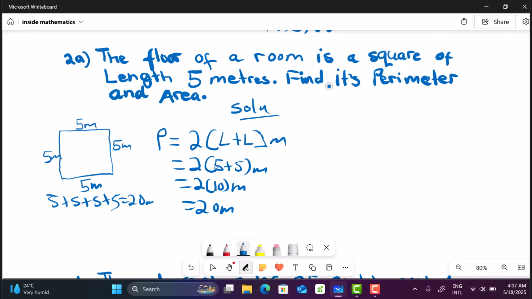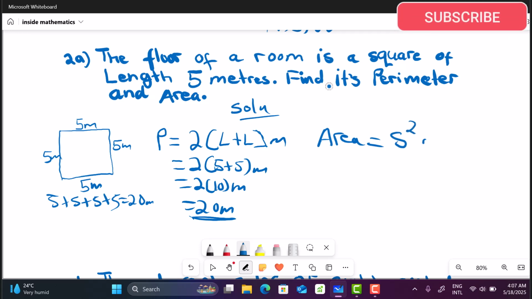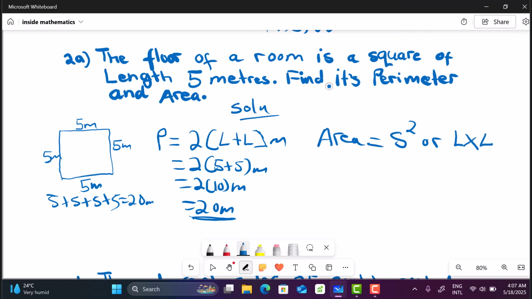Now we need to find the area. In area, we just say area is equal to side squared, or it is equal to length times length. So side squared is nothing but 5 centimeters squared, which gives us 25 square centimeters. So this is the final answer for the area.